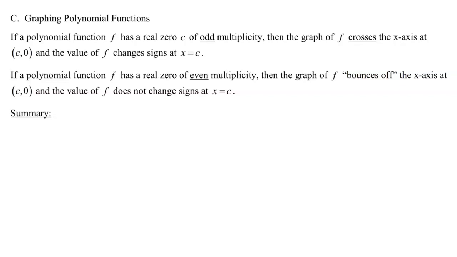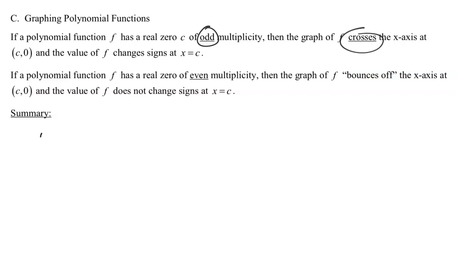If a polynomial function has a real zero, c, with odd multiplicity, then the graph of f crosses the x-axis at that point, and the value of f actually changes signs at x equals c, either from positive to negative or negative to positive. So basically the graph is either going to go from being above the x-axis to below, or from below the x-axis to above the x-axis whenever you have an odd multiplicity.